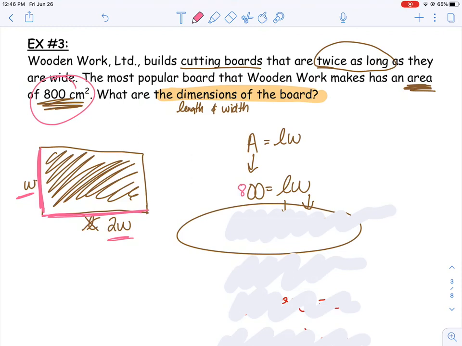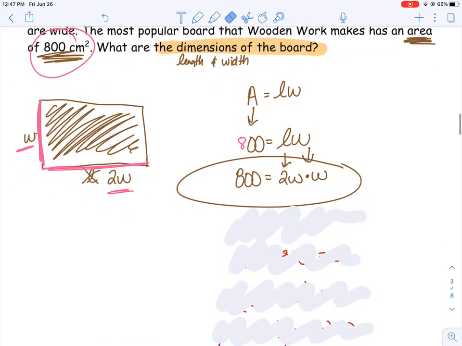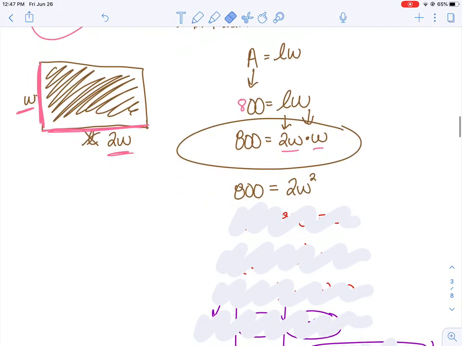But again, I don't want to keep it with L's and W's. I want to try to write it with a single variable. Well, I know that the length, remember, is twice W, so 2 times W. So instead of writing it as L, I can write it as 2W. So now I have an equation that says 800 equals 2W times W. That's really the length times the width equals the area. I can simplify it a little bit. 2W times W is 2W squared.